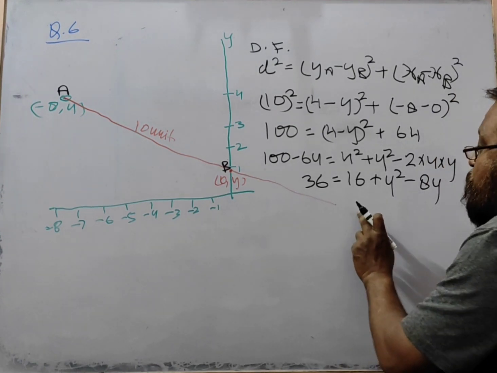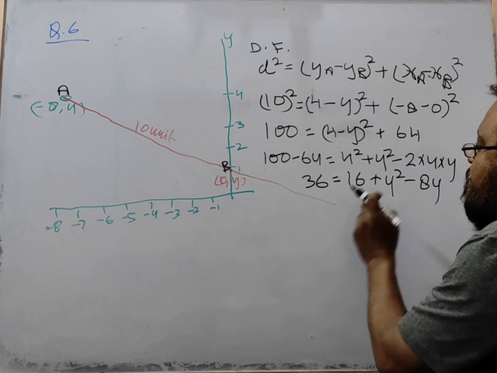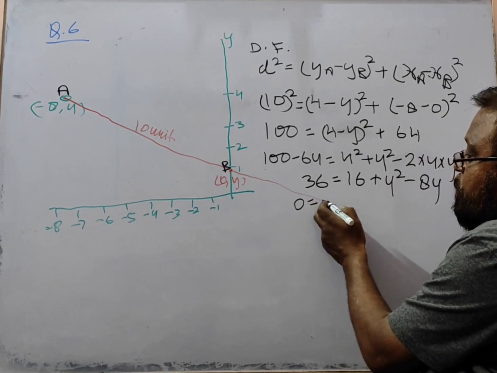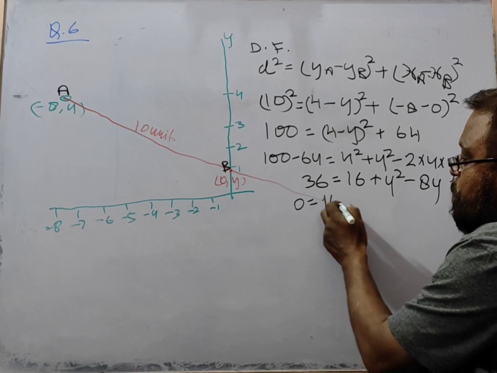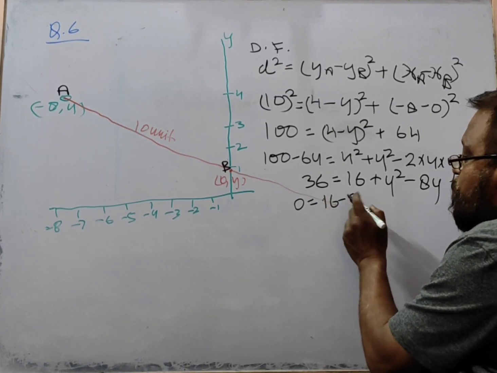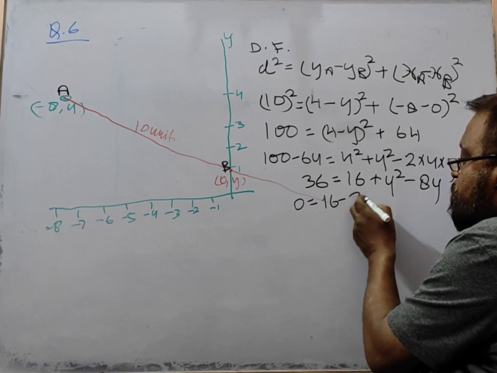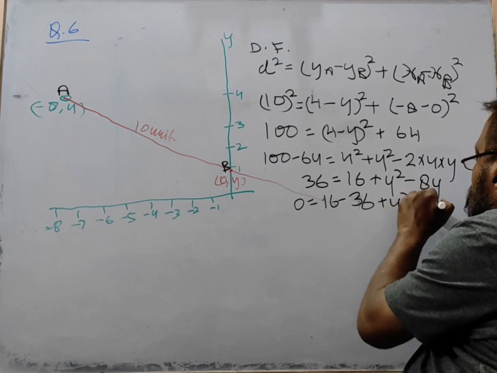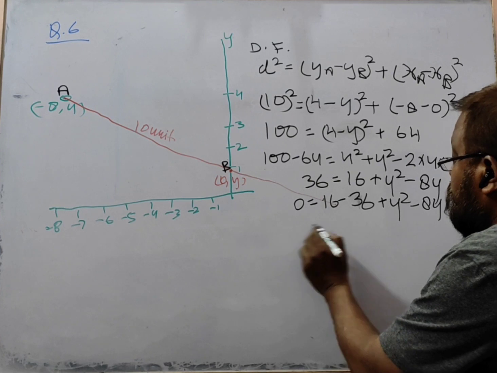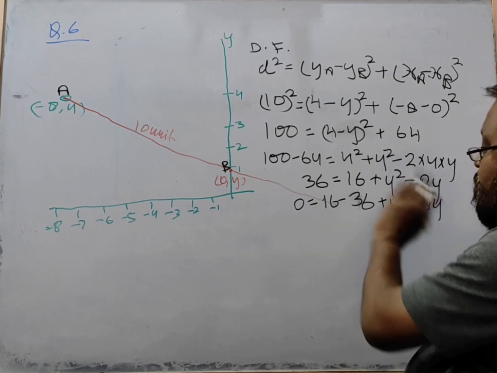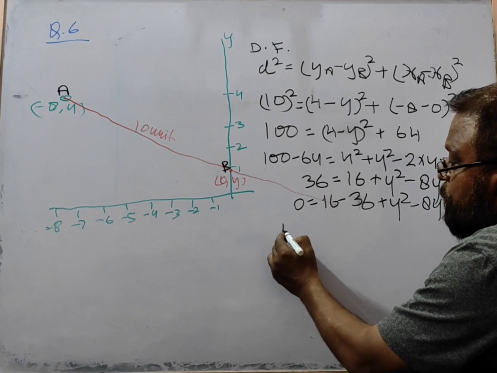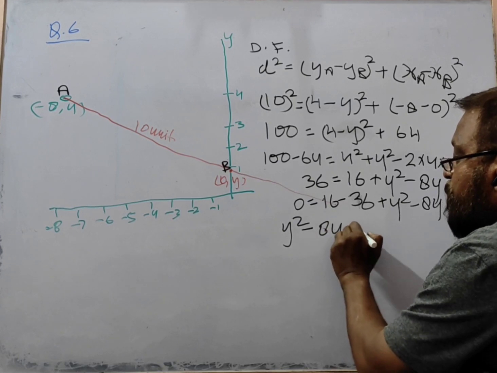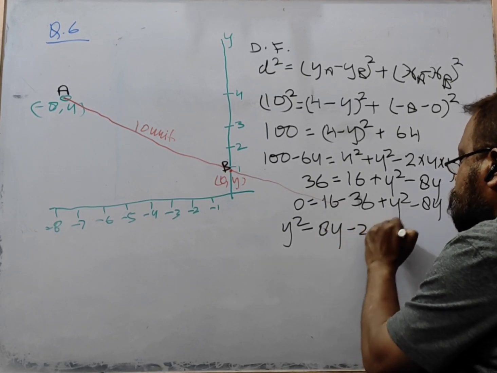So now when this 36 comes to this side, 0 is equal to 16 minus 16 minus 36 plus y square minus 8y. Now we interchange the positions. So this is y square minus 8y minus 20 is equal to 0, right?